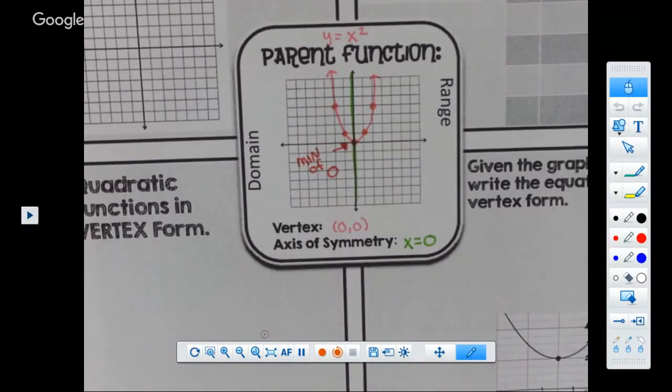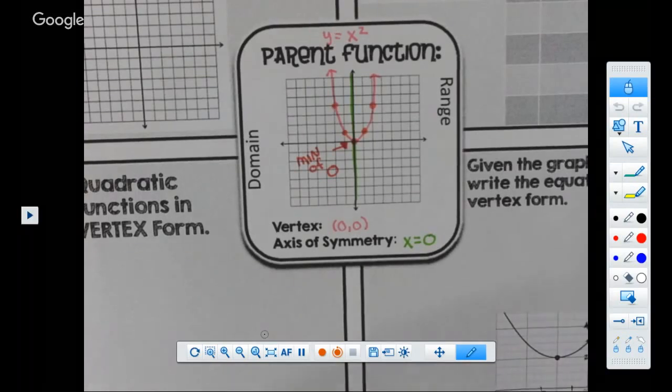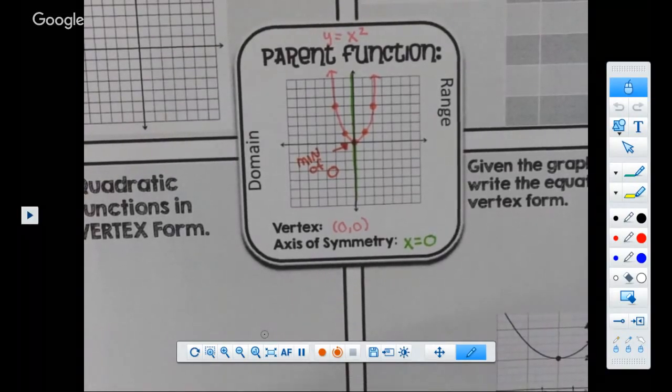Right, so there's a minimum of 0. What do you think it would have to look like if it had a maximum? It would have to go down. All right, so we'll get to one of those, but it goes down. Are we okay so far?